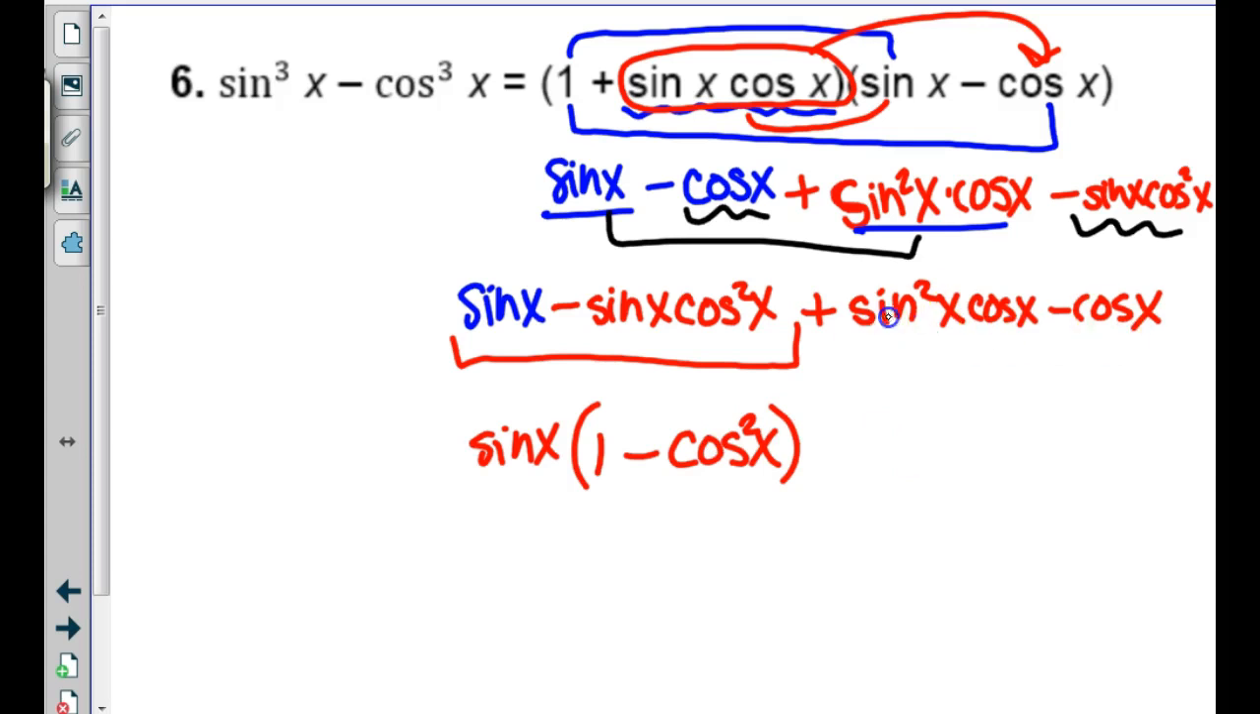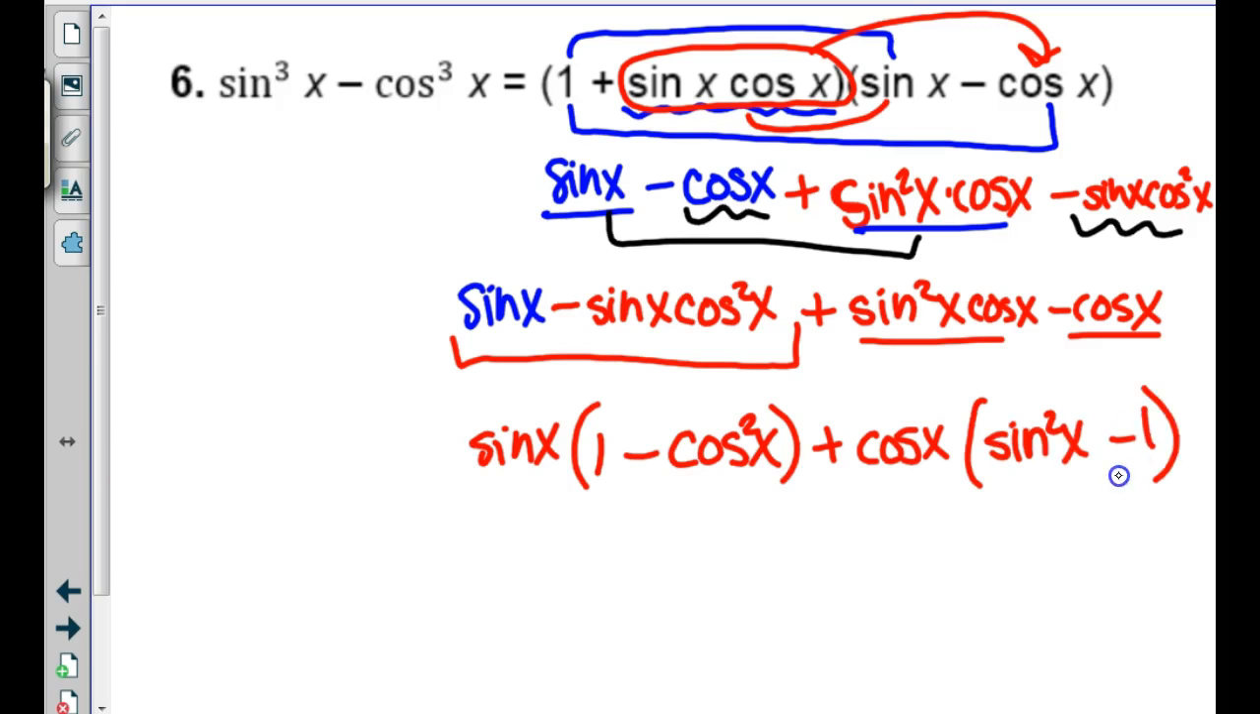Okay, what can I take out of these two back here? This term and this term? A cosine. This is like factoring by grouping, and it's really nasty. If I take a cosine out, I'll have a sine squared minus 1. Okay, what is 1 minus cosine squared, guys? 1 minus cosine squared is sine squared.